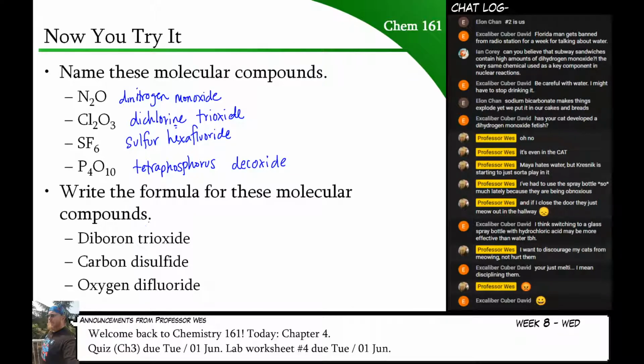And then turning formulas into molecular compounds is pretty easy. So B2O3 for boron trioxide, carbon disulfide, oxygen difluoride. And there you go.